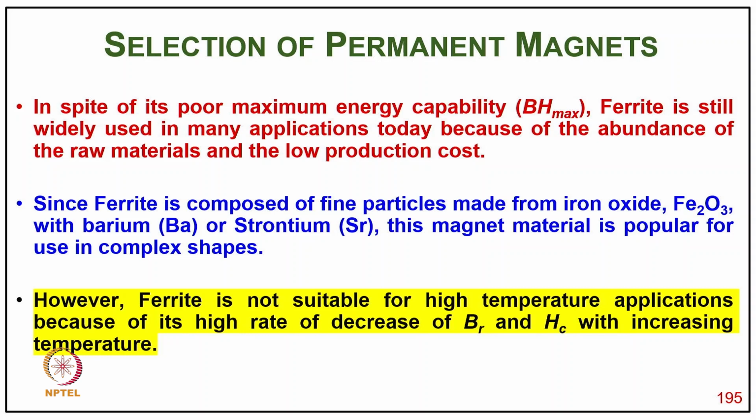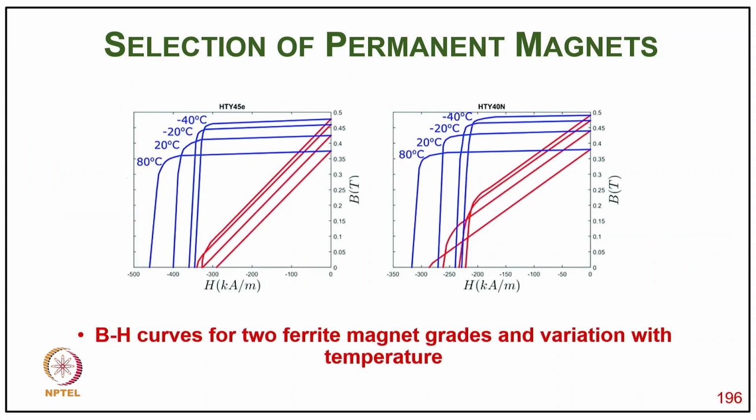And since ferrite is composed of fine particles made up from iron oxide Fe2O3 with barium Ba and strontium Sr, this magnet is popularly used in complex shapes. However, ferrite is not suitable for high temperature applications because of its high rate of decrease of Br and Hc with increasing temperature. And these are typically the BH curves for two ferrite magnets.